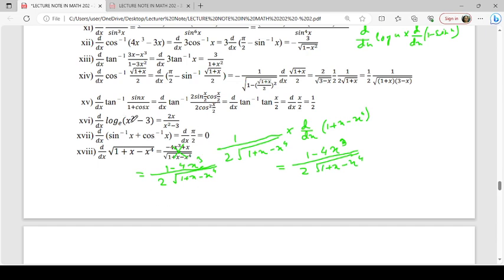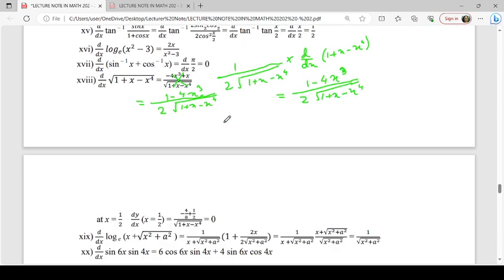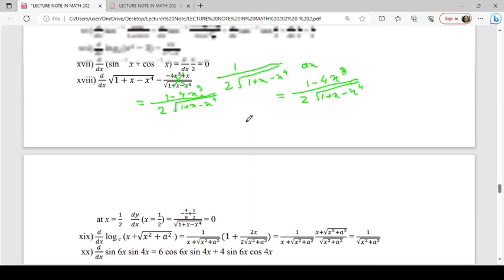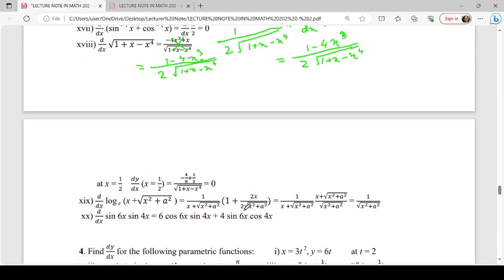So these are the worked out examples. At x equal to half we need to find the value. So at x equal to half, minus 1 minus, so minus 4 by 8, no, it is not this one, so we need to follow that one.